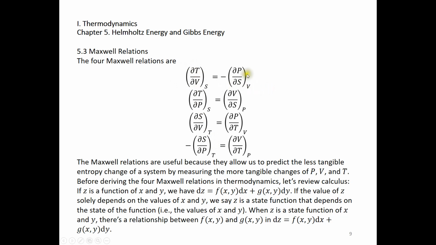Now let's look at the first equation: delta T over delta V under constant entropy condition is equal to negative delta P over delta S under constant volume condition.